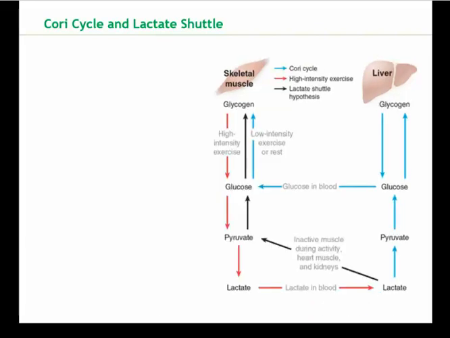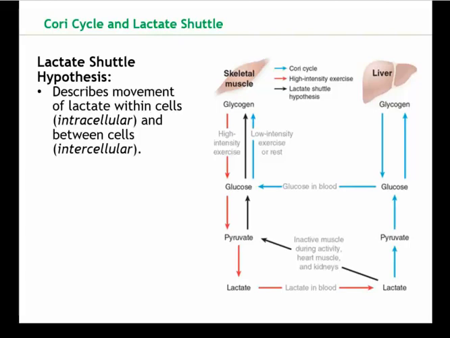The second one is very similar, and this is the lactate shuttle hypothesis. This is a theory, because it's a hypothesis. It's basically once lactate leaves the muscle and enters the bloodstream, it can not only be utilized by the liver via the Cori cycle, but it can also be used for other organs, including the heart and the brain. So lactate essentially becomes a precursor for oxidation.